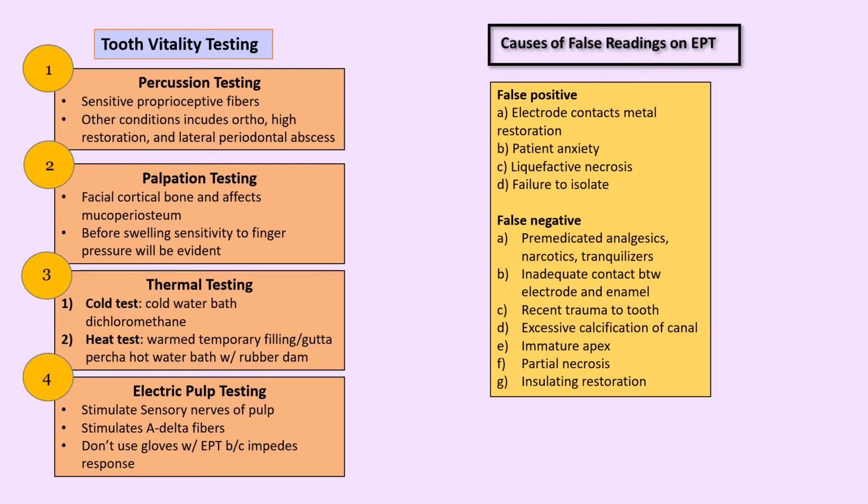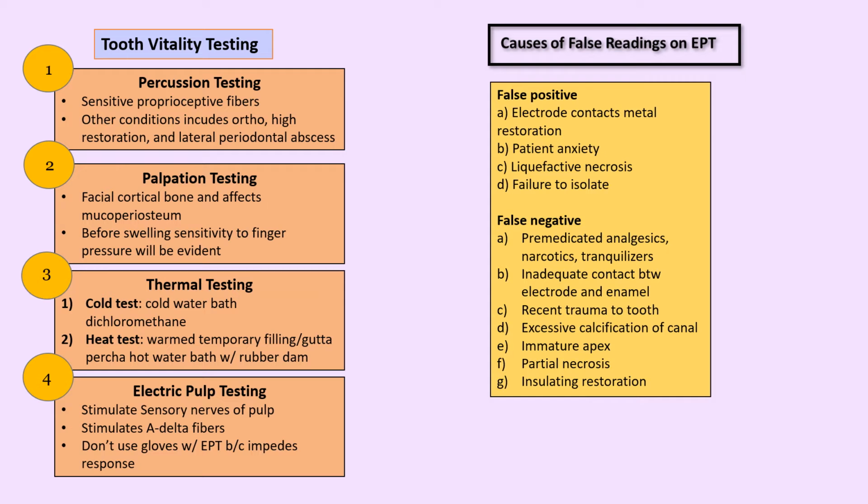Now, if the thermal testing is not working well, then you can go for EPT. EPT, although, is just a supplementary or adjunct to thermal testing, because it's thermal testing that gives you a real indicator of vitality, because this is the one that is going to tell you how the blood supply to the pulp is, but EPT is going to tell you just the nerve function.